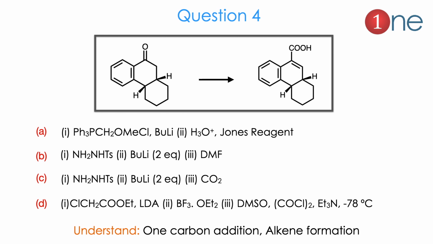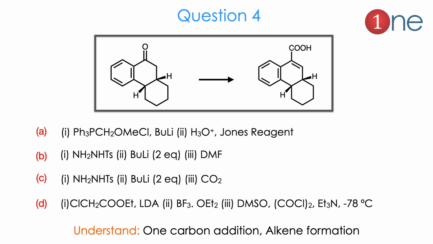Then question number 4, the starting material is a fused system with decalin. So the decalin ring is attached with a benzene ring, there is a carbonyl, and both hydrogens are above the plane. Here they ask you to find the suggested reagents for the product. The product contains a carboxylic acid and a double bond.